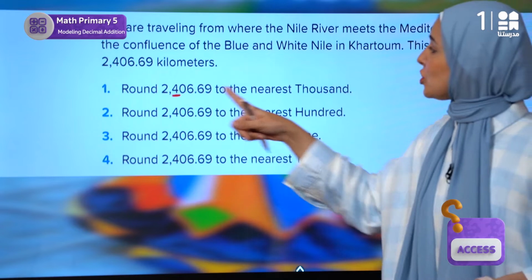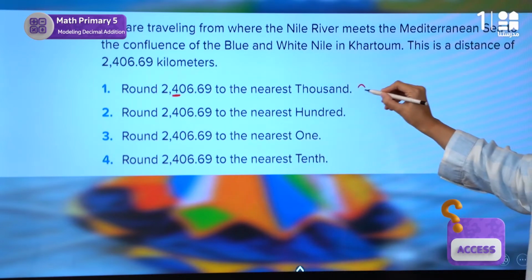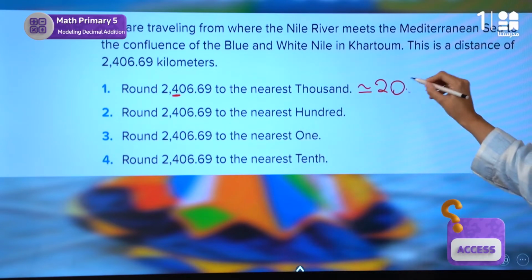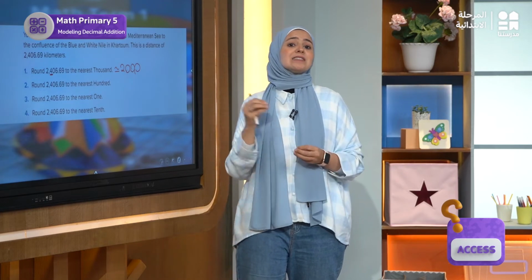So let's write the number. The number is going to be 2,000. So this number is going to be approximately equal to 2,000. Now let's continue. In problem 2, we're asked to round to the nearest 100.